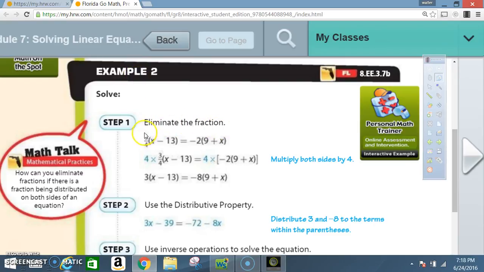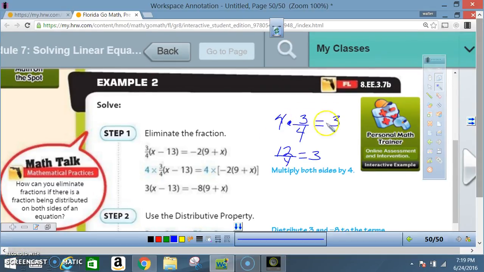Eliminate the fraction. We got 3/4 times x minus 13 is equal to a -2 times 9 plus x. Okay, now we want to get rid of this fraction, and we're going to do it by multiplying by the denominator 4. And we'll show you why in a second. We're going to multiply by the denominator 4 to eliminate fractions all the way throughout the problem. Okay, so now notice how they multiply both sides of the equation by 4. 4 on this side and 4 on that side. So when you multiply 4 times 3/4, you come out with 3.